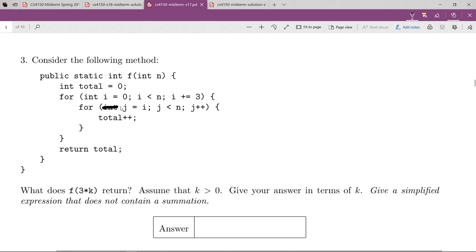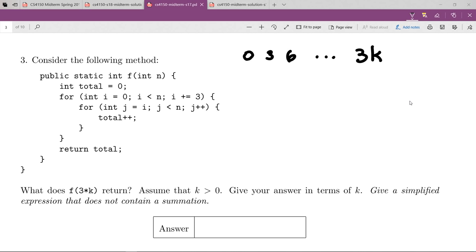So if we look at, not what I meant to do. Okay, the thing to realize is the outer loop runs, and then the inner loop is just counting from i up to n. So let's first figure out what the sequence of i's are. What values does i take on as this thing is running? Okay, we get 0, 3, 6, up to 3k.